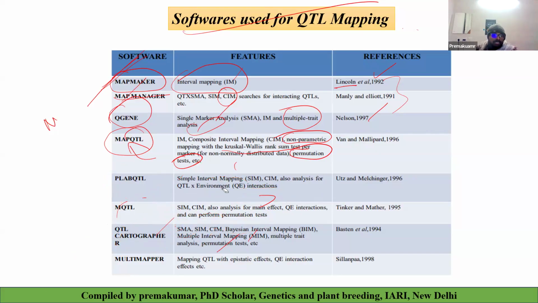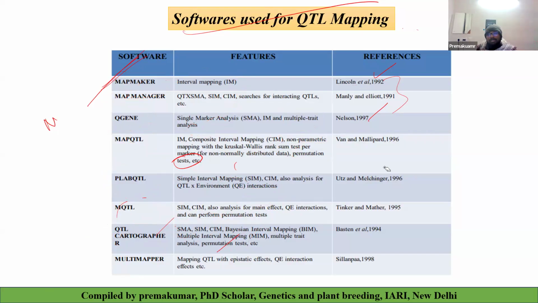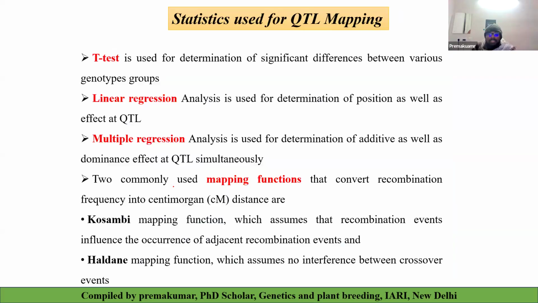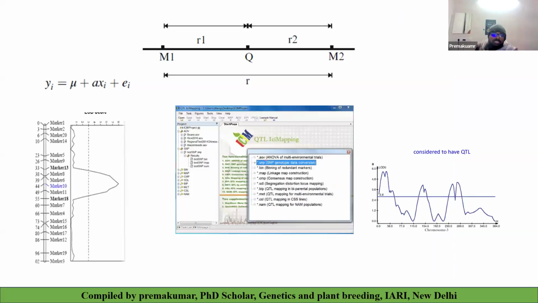Then MultiMapper and ICIM mapping. These are the several software developed in the earlier era. Nowadays, I don't know what will come up. Maybe it will do all the things itself. These are the software we regularly use. Actually, nowadays QTL Cartographer and ICIM QTL mapping are regularly used.